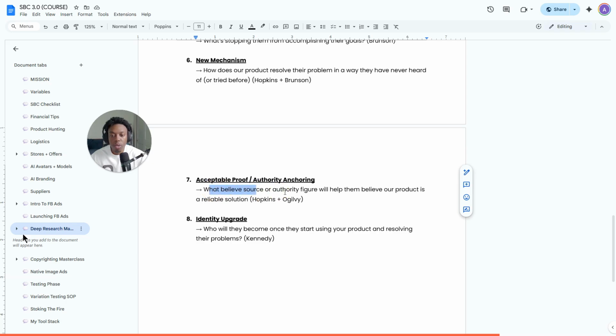What belief, source, or authority figure will help them believe our product is a reliable solution? So this doesn't mean you have to have a doctor every single time in your long form copy saying, yeah, this is one of the best products ever. You don't necessarily need that. Of course, for some products that will make sense, but it could be some type of professional. It could be a report. It could be a second or third opinion from a family member. It could be something else that makes the messaging and the long form copy seem legit, right? And it should be believable.